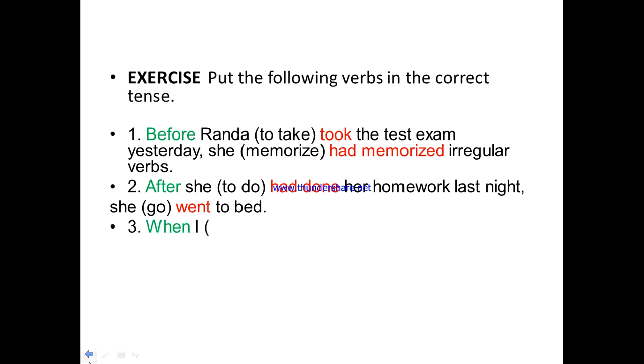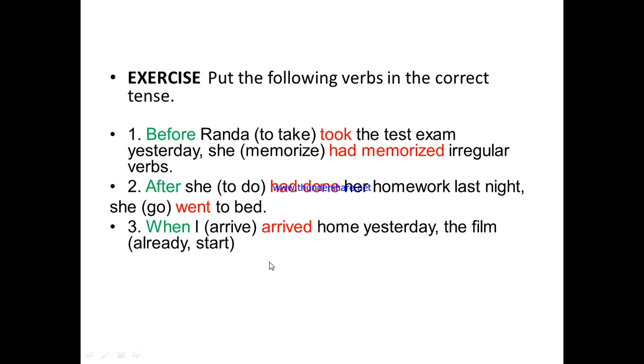المثال الثالث، the third example: when I arrived home yesterday the film already started. يعني عندما جئت إلى المنزل بالأمس، الفيلم already، تعني مسبقا، بدأ مسبقا. ما هو الحدث الأول؟ الزمن هو واحد، we have one time which is yesterday، هو الأمس، لكن بالأمس وقع حدثان، sorry، two actions.